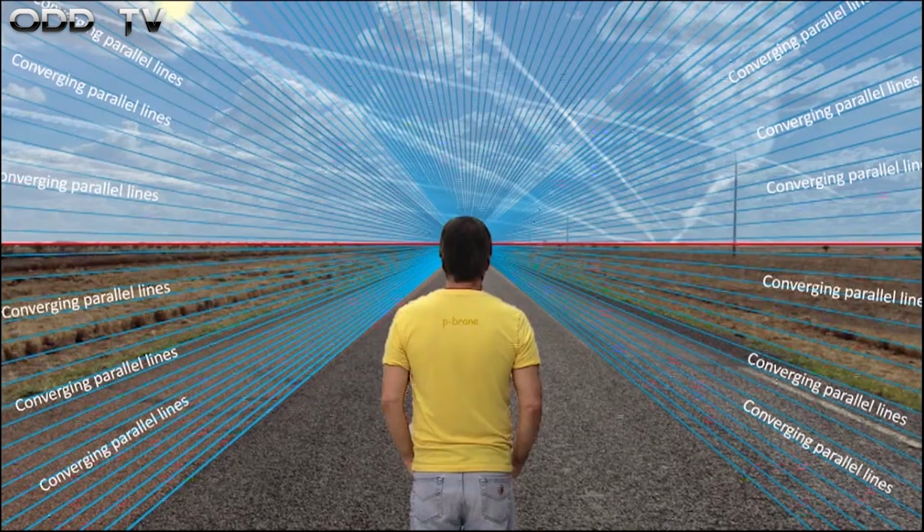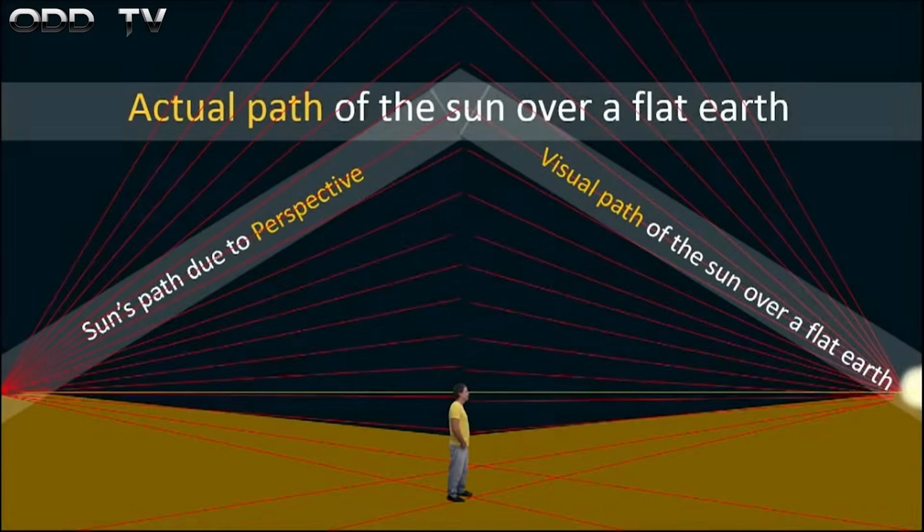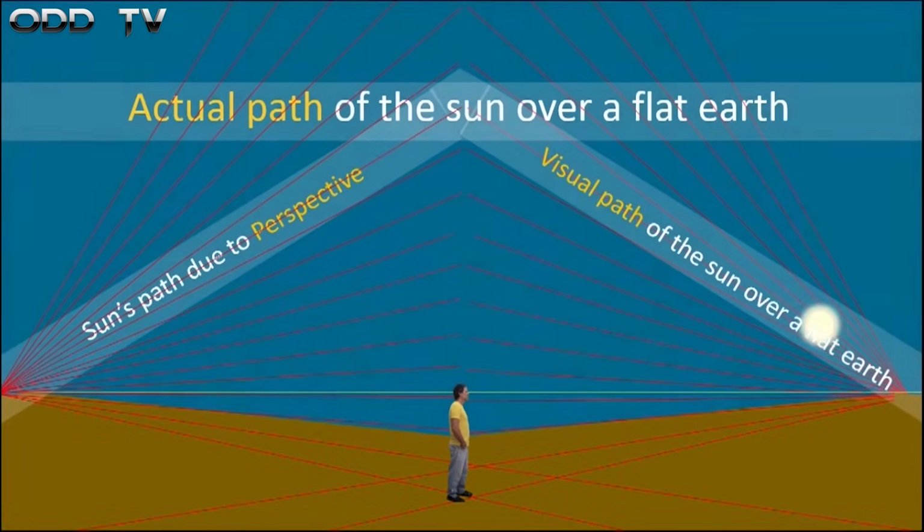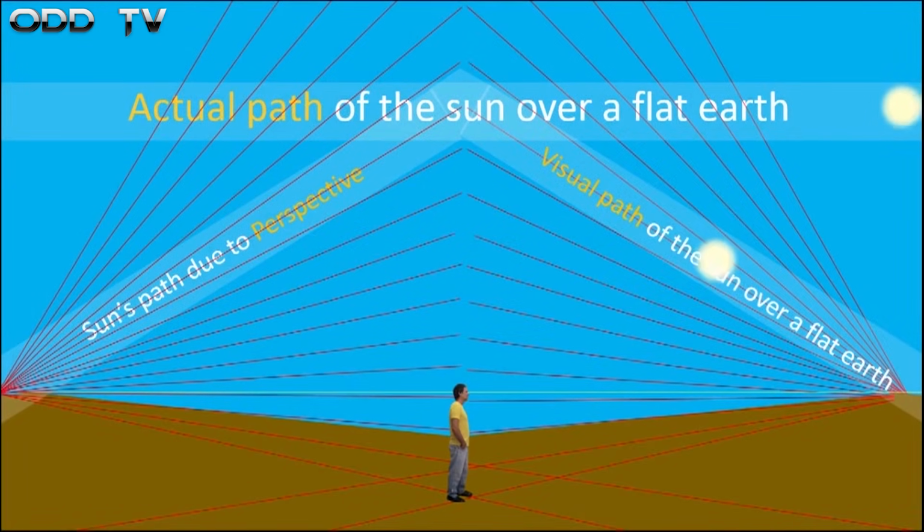One of the things that I struggled with the most when it comes to flat Earth is, why does the sun rise and set? I couldn't make any sense of it until I realized that the sun was much closer and much smaller than we are told. The sun appears to rise and set due to perspective only. What we are seeing here is the actual path of the sun versus what we see because of human perspective.